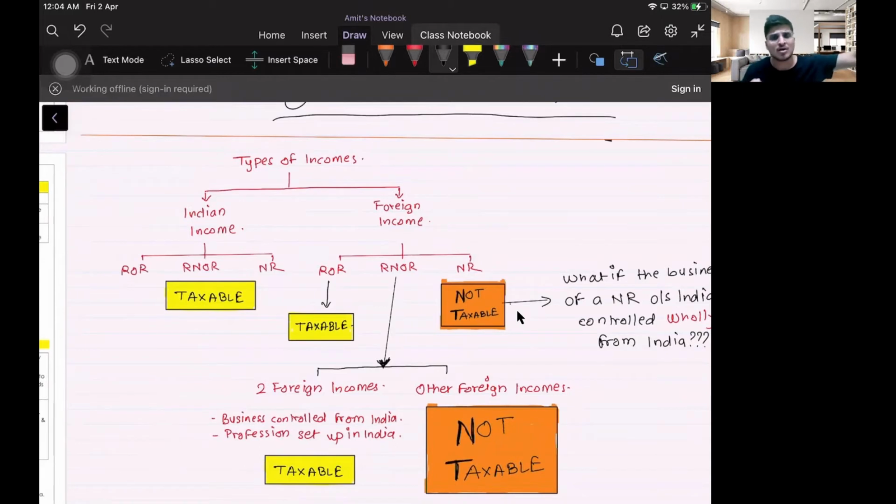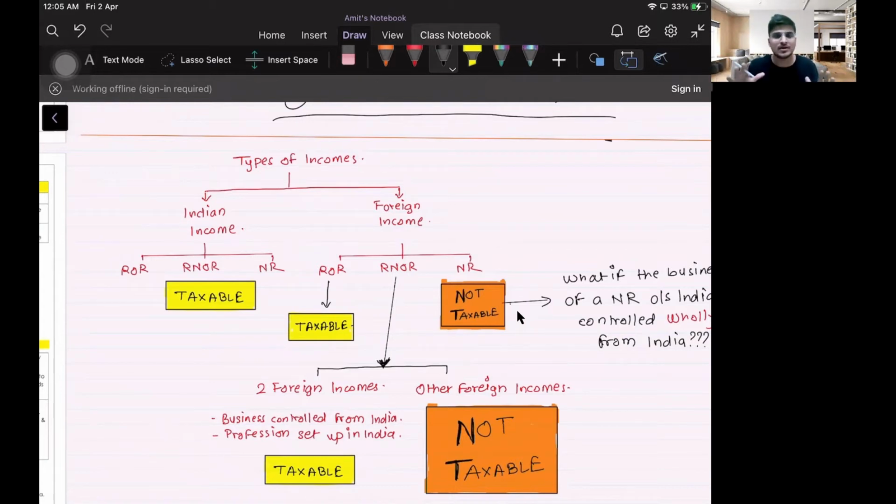Indian income, no brainer, always taxable. ROR, RNOR, NR. फॉरेन इनकम ROR है हमेशा टैक्सेबल, देखने का ही नहीं. RNOR है ओनली टू फॉरेन सोर्स्ड इनकम्स आर टैक्सेबल, बाकी एवरीथिंग इज नॉट टैक्सेबल. नॉन रेसिडेंट है, देखो ही मत, एवरीथिंग इज नॉट टैक्सेबल, इवन दो इट इज कंट्रोल फ्रॉम इंडिया, इवन दो इट इज सेटअप इन इंडिया, इवन दो इट इज 100% कंट्रोल इन इंडिया.